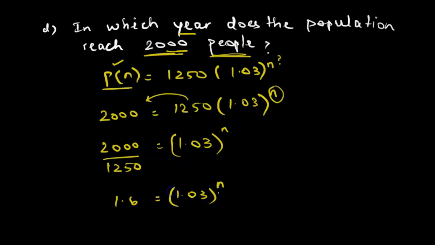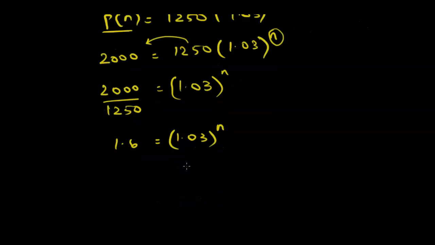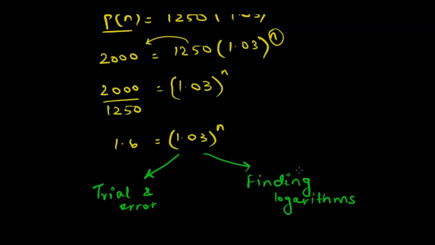We get 2000 divided by 1250, and the value that we get is 1.6 equal to 1.03 to the power of n. Now in order to find the value of n, there are two ways. It's up to the student's choice which way you want to go with. One is called trial and error method, and one is finding logarithm. In more advanced grades, we are supposed to use only the logarithm method, but in this grade you are allowed to use either of these two methods.